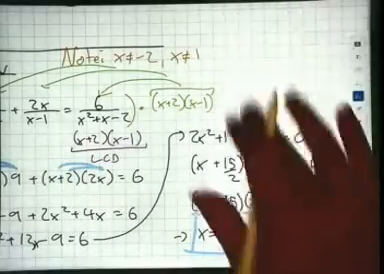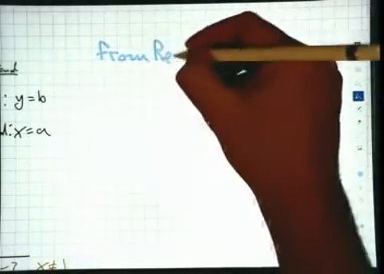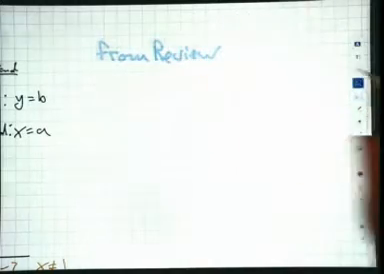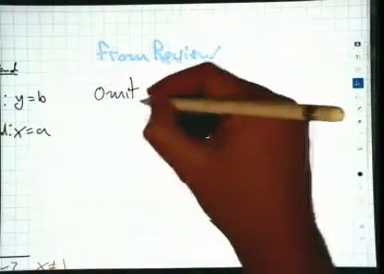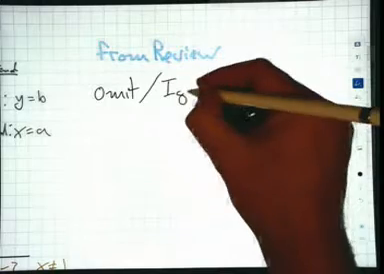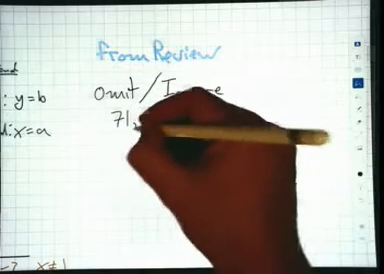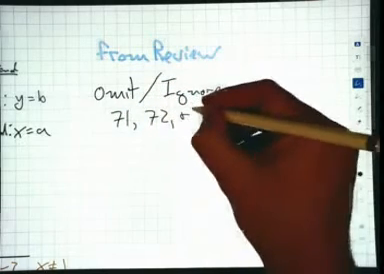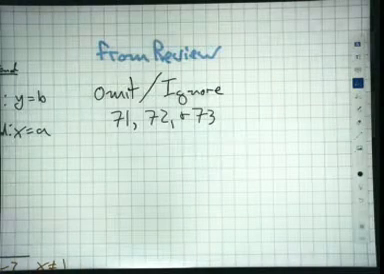Oh, while I'm thinking about it, from the review, you can omit or ignore. What were those problems? Last three: 71, 72, and 73. We can ignore those problems. We're not going to deal with them.